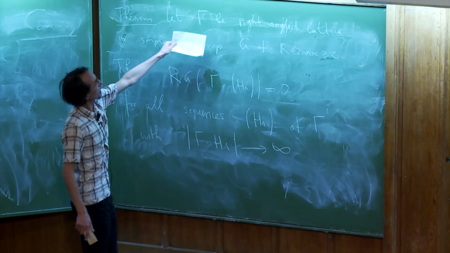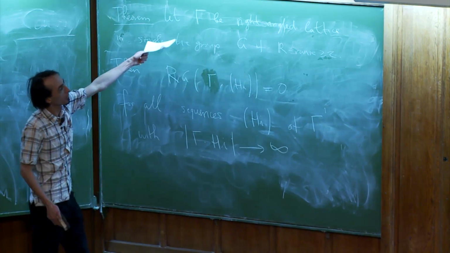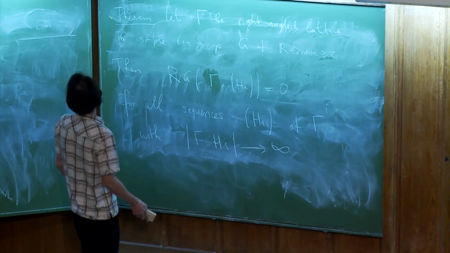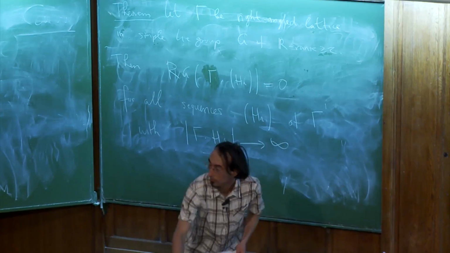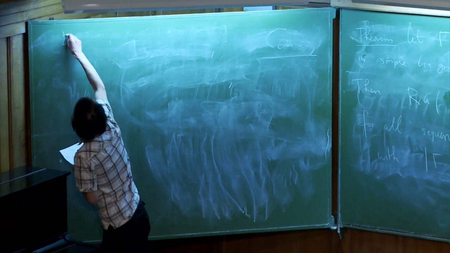So a good question is, what about non-cocompact lattices? This theorem would not be very interesting if we didn't have new examples. And it's actually not easy to find cocompact examples. Here's one example that is new.